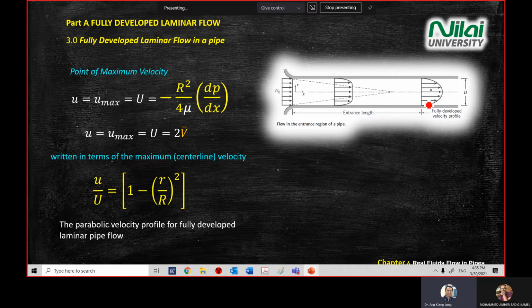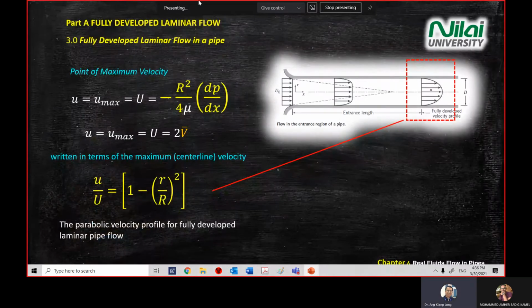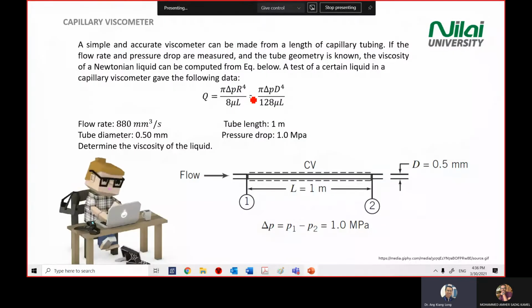So this equation is used for this section when you have a fully developed velocity profile. This profile is represented by the u divided by U equation. All right. So any questions so far for all these slides? Okay, good. All right, so let's look at one example.